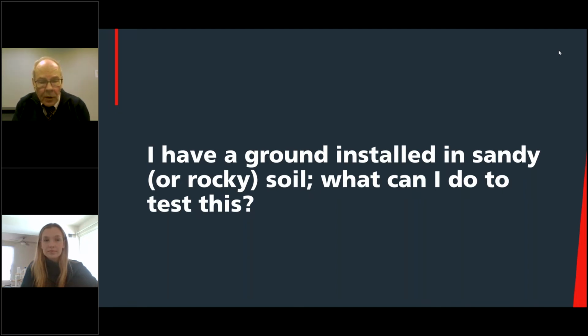So if you're in sandy or rocky soil, yes, they are very hard environments to get a good ground. And it's going to be tougher to meet your 5 ohms or whatever you're testing to. And so, yes, you may need to add more rods. But as far as the test itself is concerned, the main thing that you're going to run into is that you may need to go a lot further out to get a reliable test result. And so just be prepared with more wire is pretty much what it comes down to.